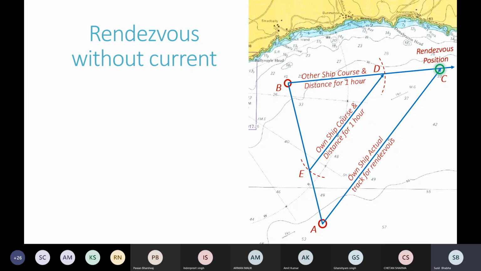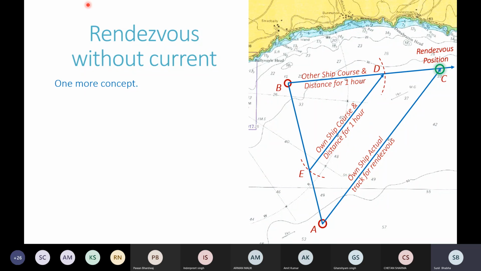Before we move out to our next concept, it is very important that we understand one more complication or one more concept which is involved in this diagram, which we made in the rendezvous problem without any current. So let's understand this one more concept here. Some of the questions could be based on this particular concept also.